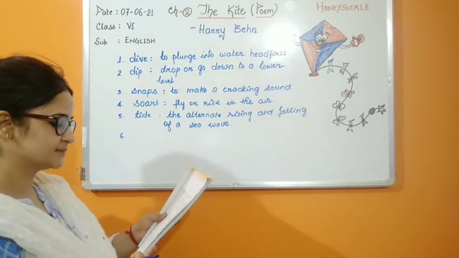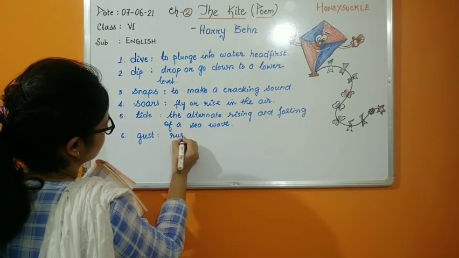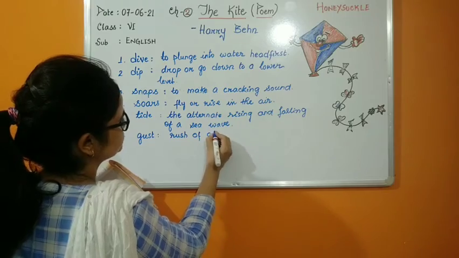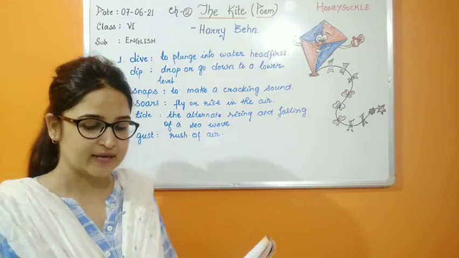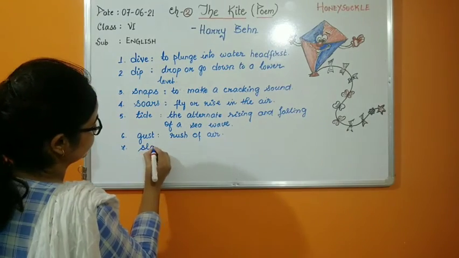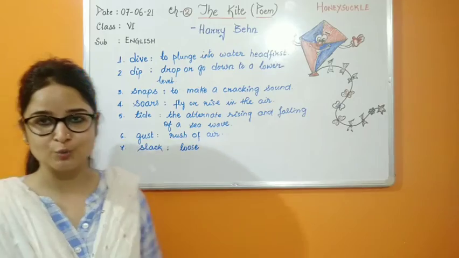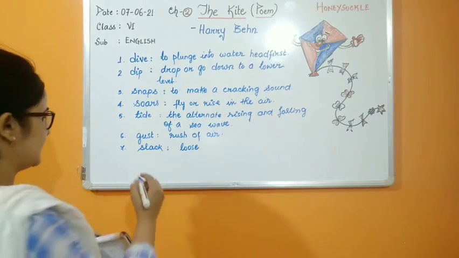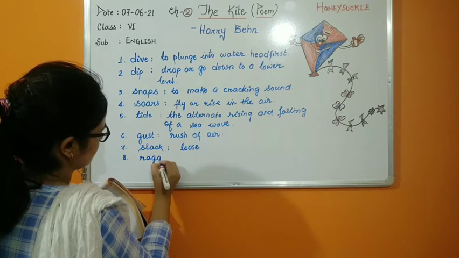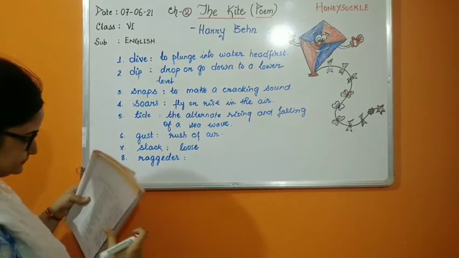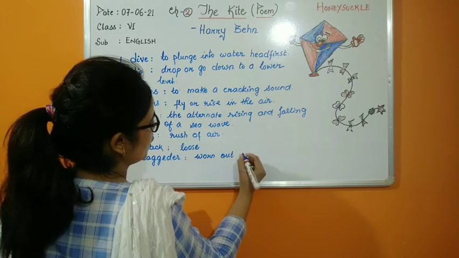Number 6 is gust. Gust is rush of air. Okay. Next is slack, S-L-A-C-K. It means loose. Slack means loose. The 8th word is ragged, which means worn out or torn out. Worn out or torn out.